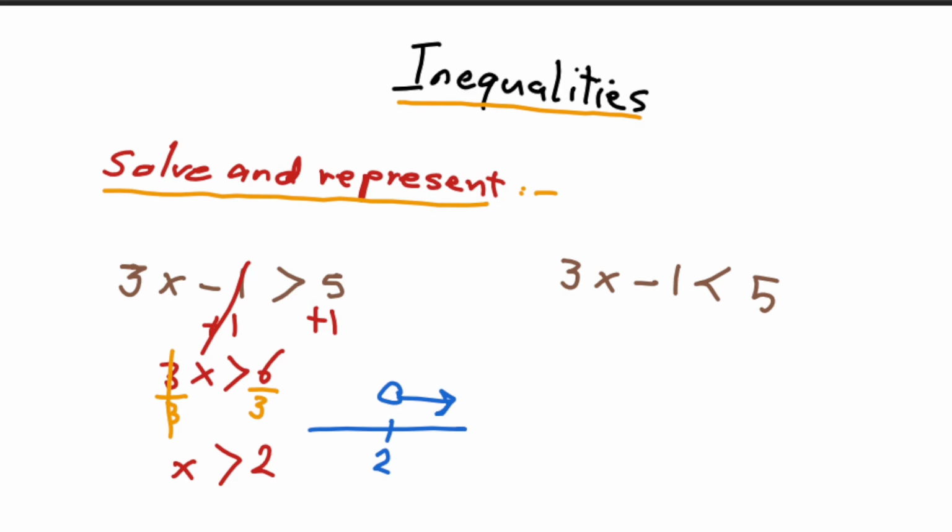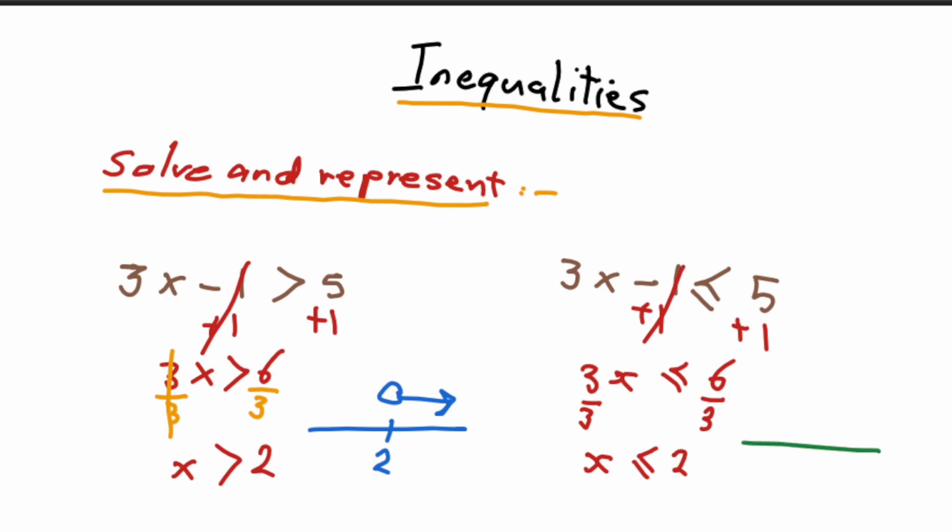I'll just add the equal sign. Now to solve this question, we'll first do plus 1 on both sides. That cancels. And then we will have 3x only on the left side is less than or equal to 5 plus 1, which is 6. Divide by 3. So x is less than or equal to 6 divided by 3, which is 2. This is very good. Now to represent this, let's represent it here.